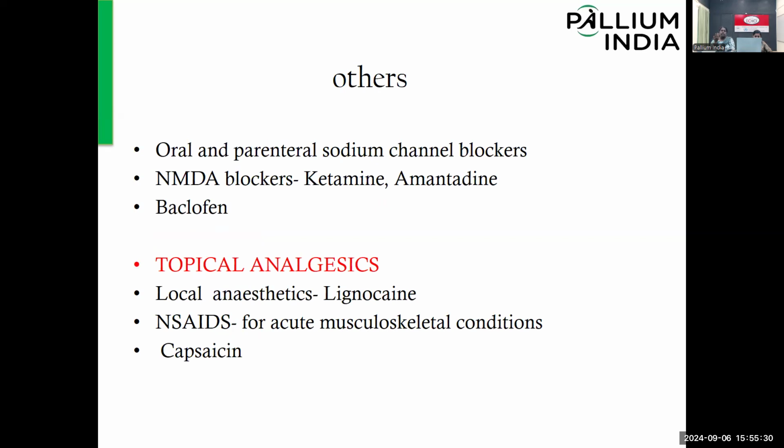Some other drugs we use for adjuvant analgesia are oral and parenteral sodium channel blockers, NMDA blockers like ketamine, amantadine, baclofen, and some topical analgesics like local anesthetics, that is lignocaine. Lignocaine injections also we can use. And NSAIDs mainly for acute musculoskeletal conditions.